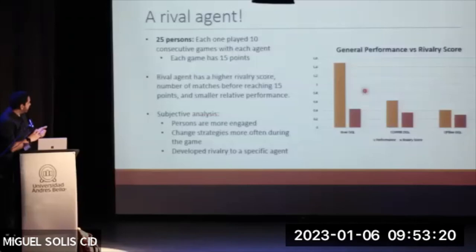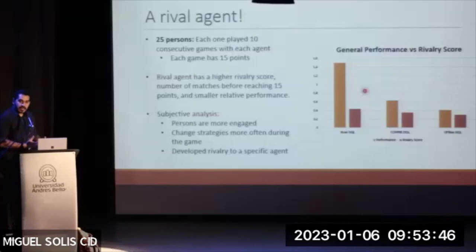And what we observe is that when the players played against the rival agent, the agent that maximizes rivalry, you have, of course, a higher rivalry score against this agent. You had a higher number of matches before reaching 15 points. That means it was more difficult for the humans to beat the rival agent, and the persons were more engaged. Also, in the questionnaires we asked, the persons were more into the game against the rival agent.